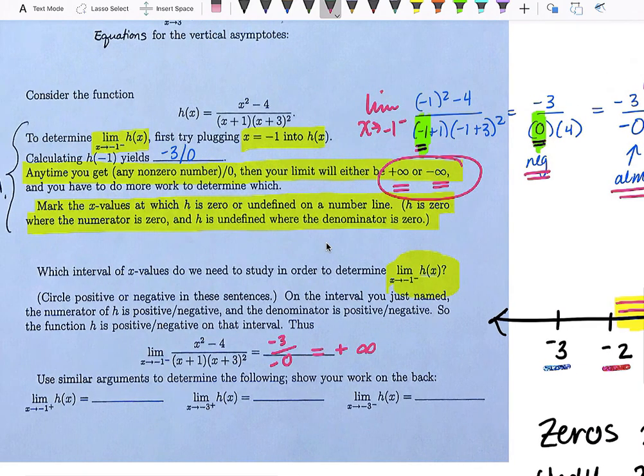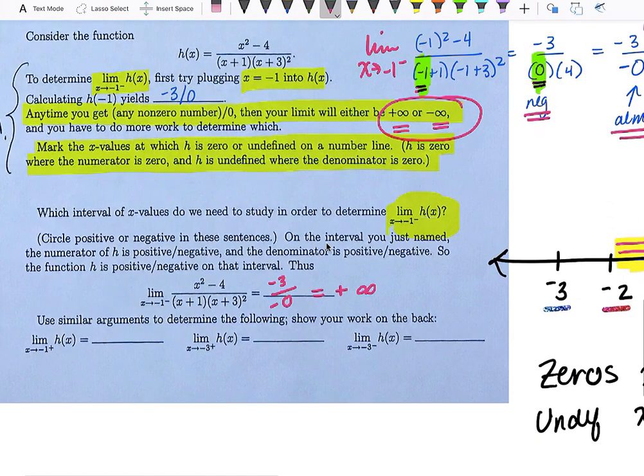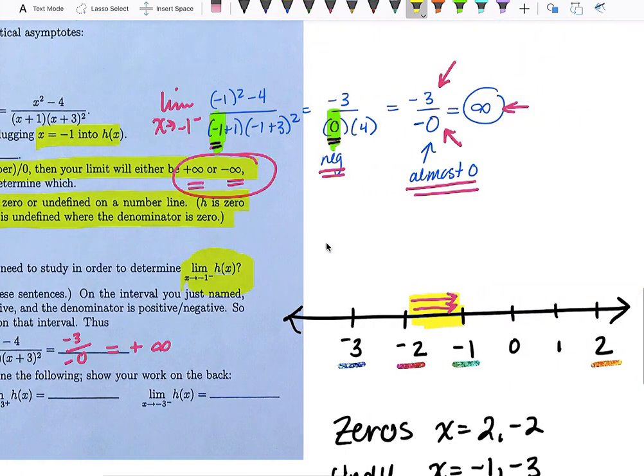Okay, we're going to use a similar argument to determine the following. We're going to show our work as we go through, and I'll talk through it. So now we're going to approach -1 from the right. We're going to go back to what we did up here. We're still plugging in -1, but I am going to change this right here.